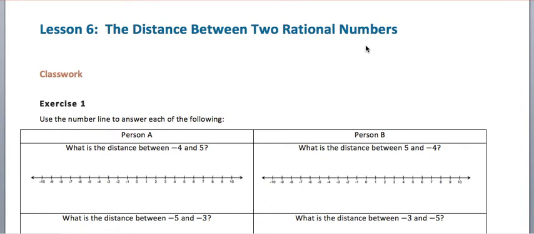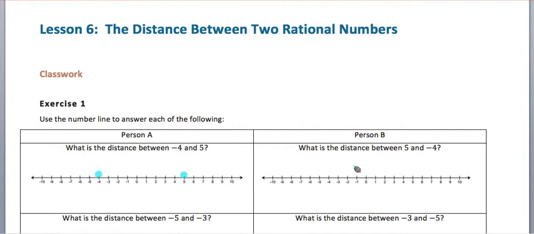In Module 2, Lesson 6, we're going to shift our focus to the distance between two rational numbers. In Exercise 1, partners would be finding their own distances between related integers, and then they would discuss, and we would discuss as a group. So briefly, if we are looking at -4 and +5, the distance between the two would be 9. And remember, distance is never negative.